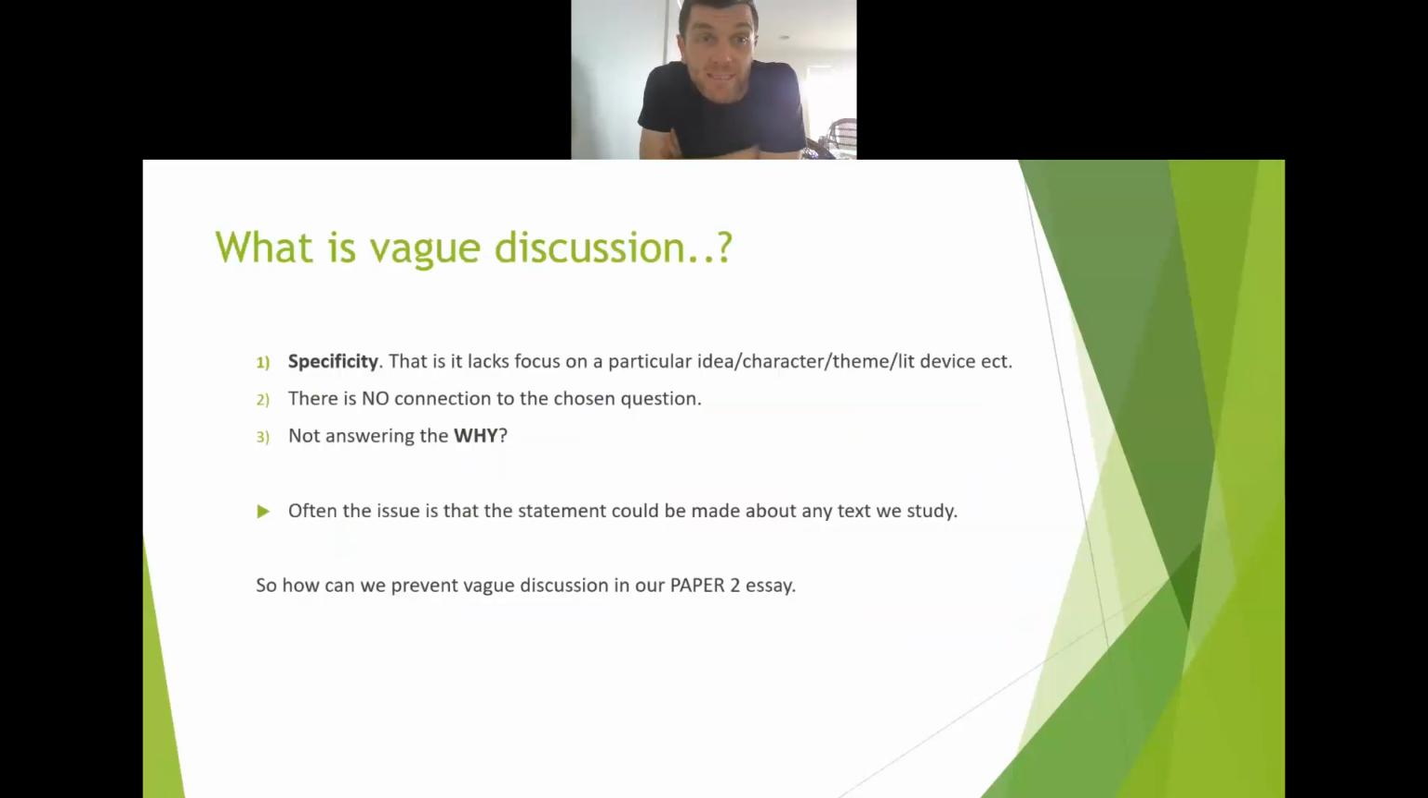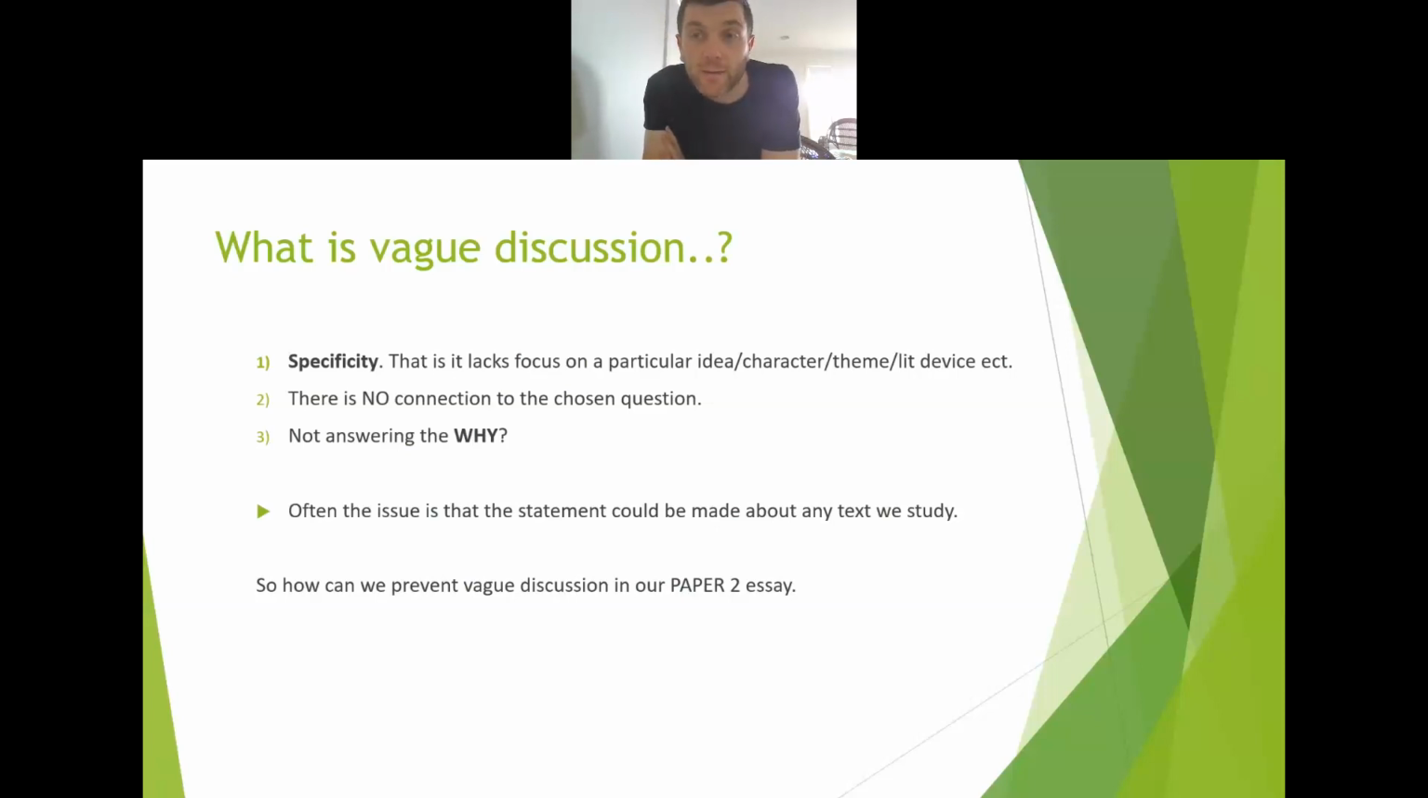Again, vague analysis lacks specificity, so it lacks that focus on the particular idea, character, theme, literary device. There is no connection to the chosen question. It does not answer the why. Often the issue is that the statement could be made about any text that we study. So how can we prevent vague discussion in our paper 2 essay?